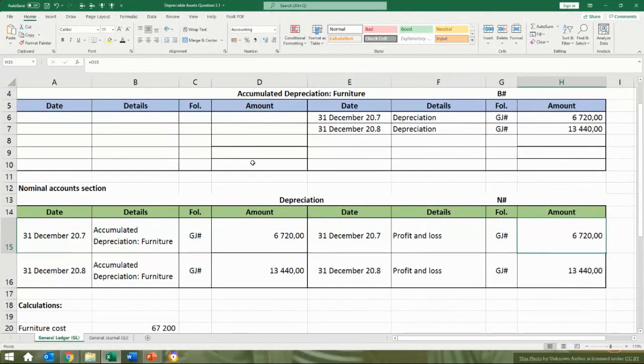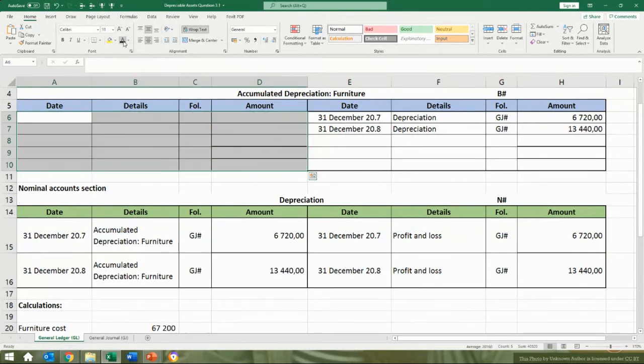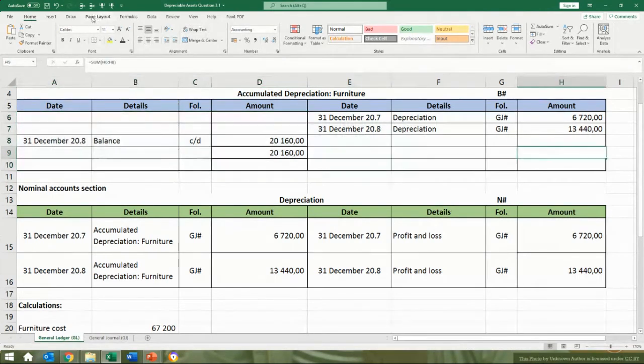Then the last step for the accumulated depreciation at the end of 2018 is that we have to close it down to get to the accumulated balance. So what we would do is add up the total, which is 20,160. It is also 20,160. Our balance brought forward, so our debit and credit side would be the same. And then for the next financial period, our opening balance would be that.